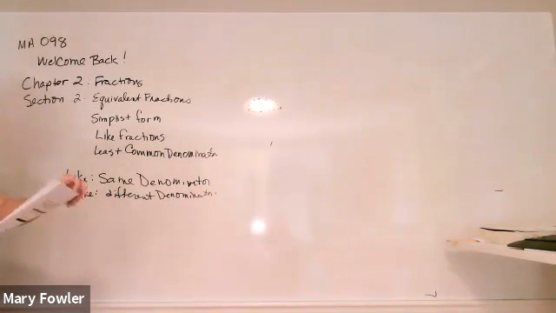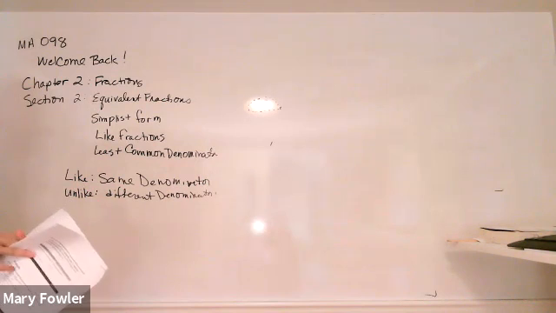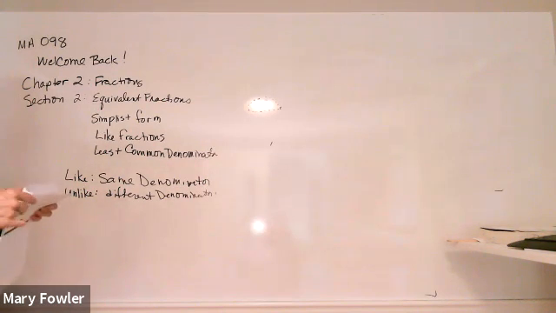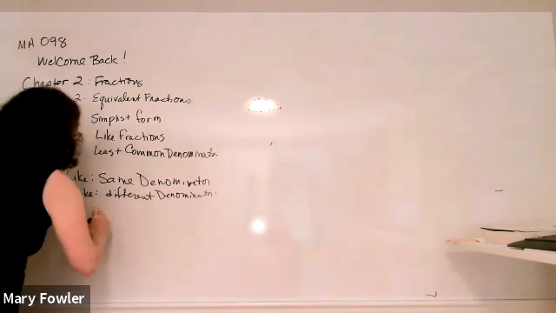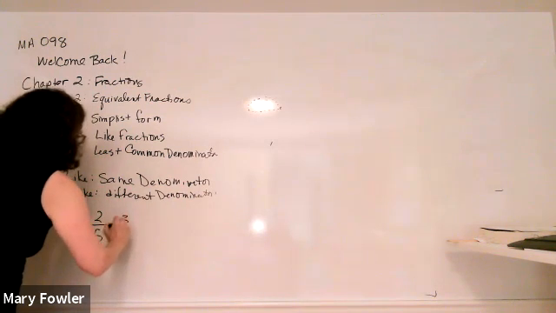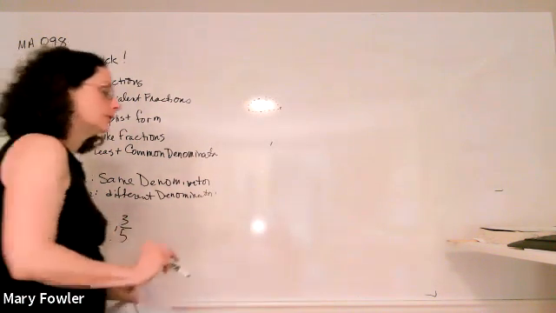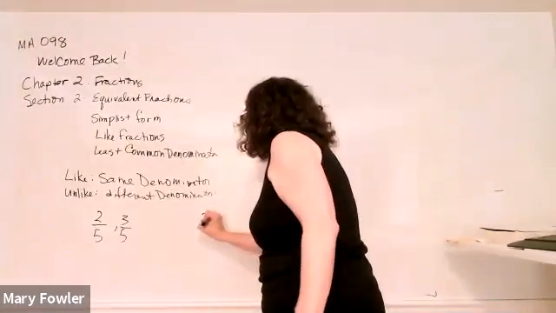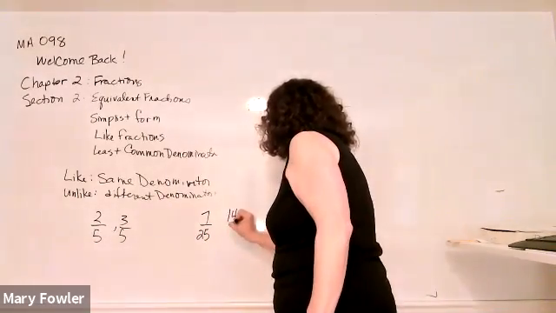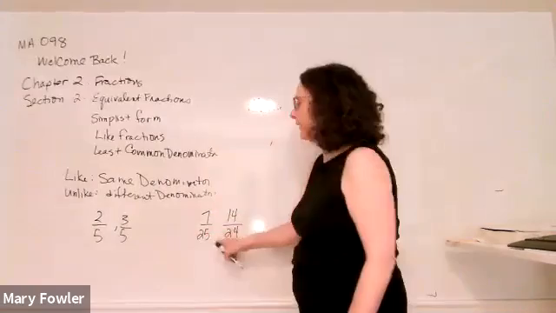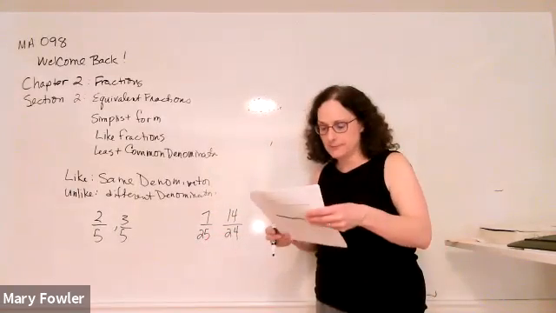Okay, so I'm going to give you two fractions and we'll figure out which one is like and which one is unlike. So if we have pairs of fractions, this is 2/5 and 3/5. Those are like because they have the same denominator, and 7/25 and 14 over 24 are unlike because they do not have the same denominators.